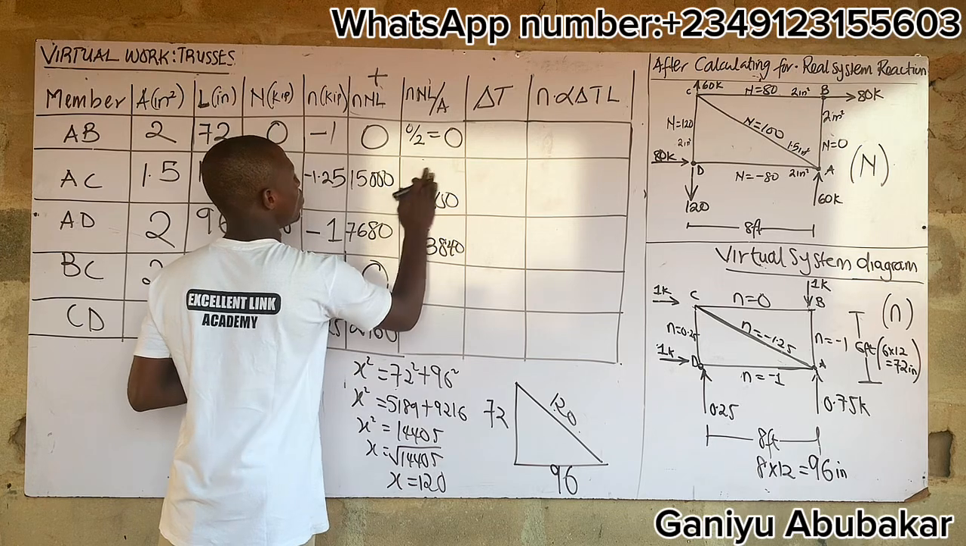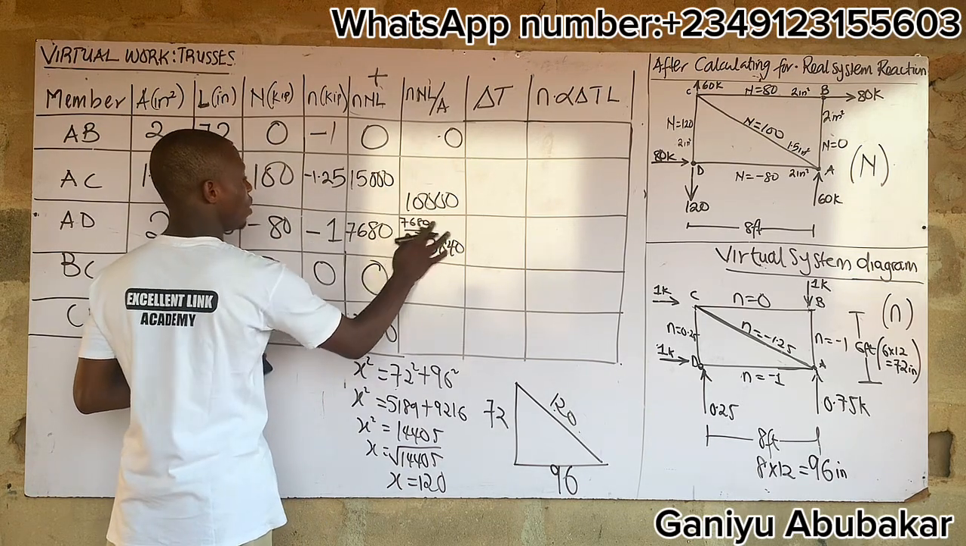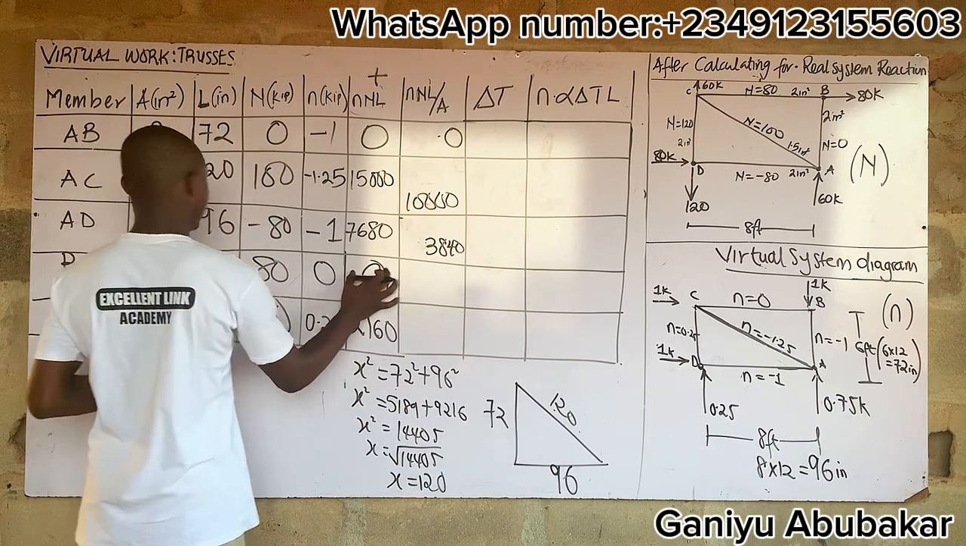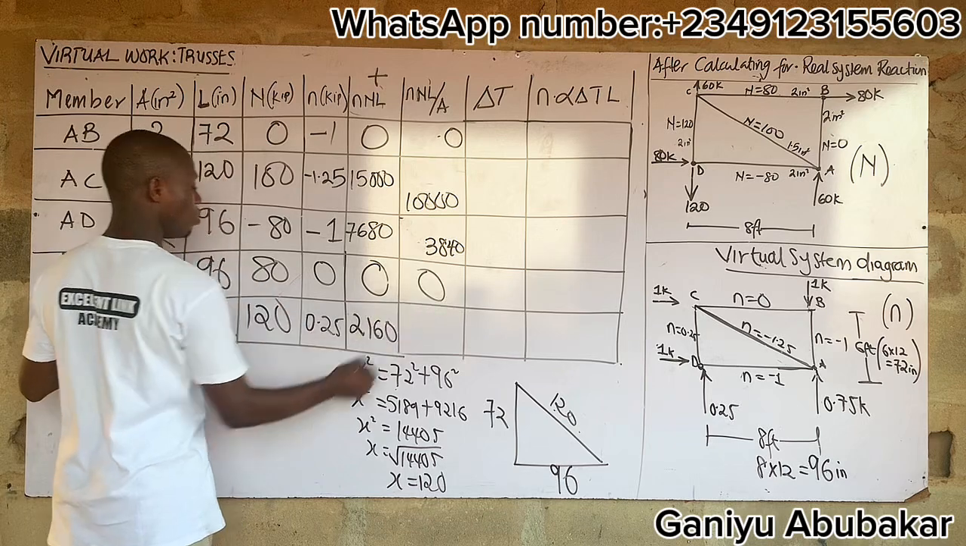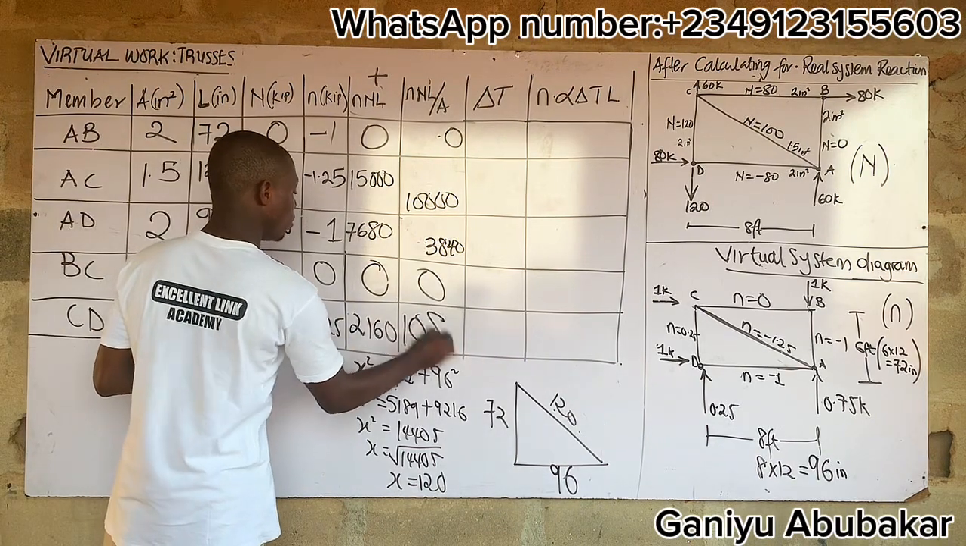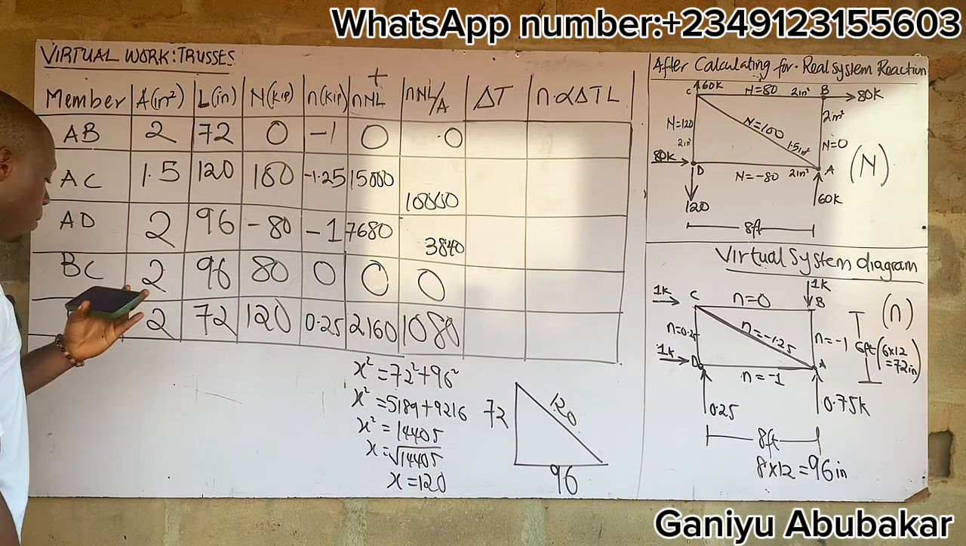So let me just clean it off. So you should know why I got those. So yeah, I have this. This divided by 2 is 0. This one divided by 2, I have 1080. So I have this, right?